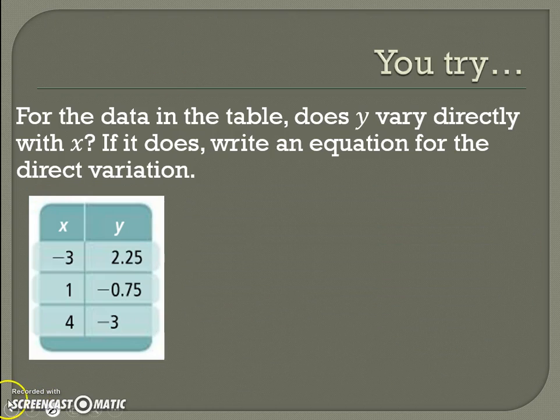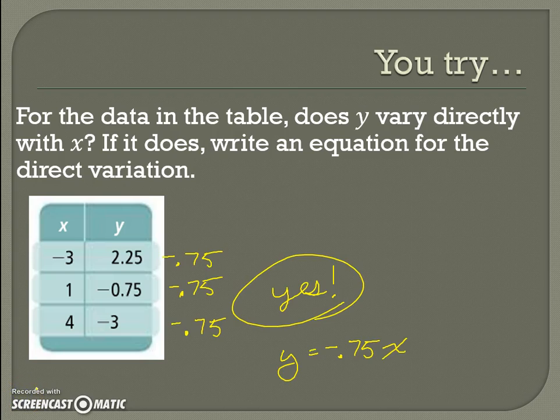So here's one for you to try. The answer will be up in 5, 4, 3, 2, 1. All right, so there it is. This one is a yes because this has a constant of variation. So I'd write it out like that.